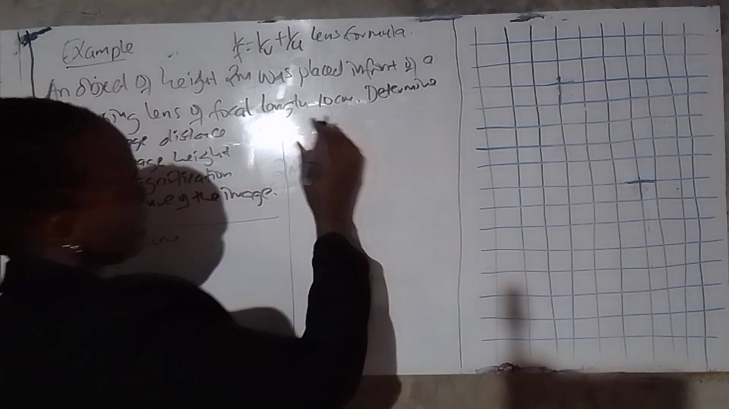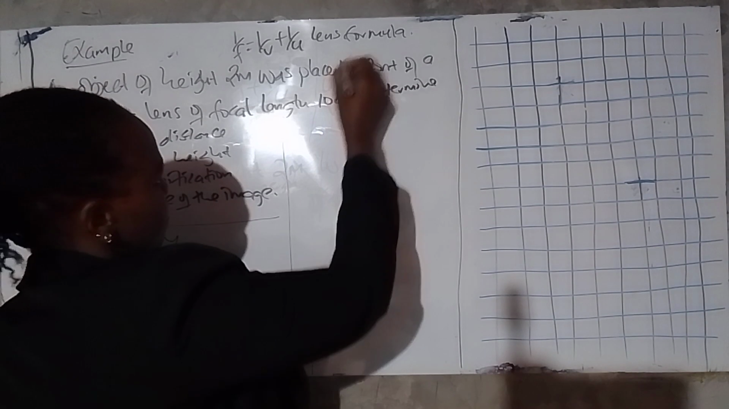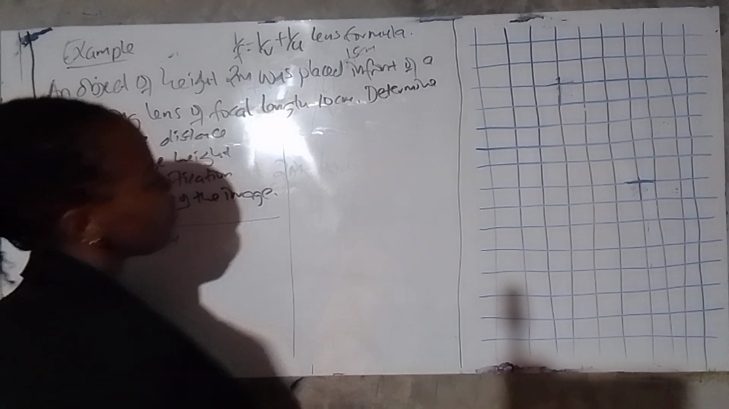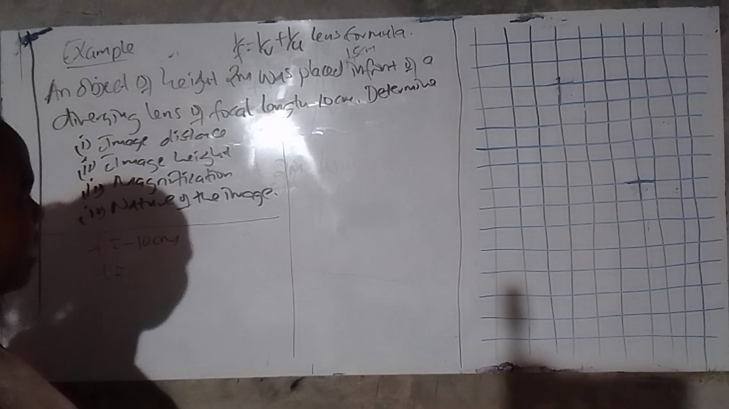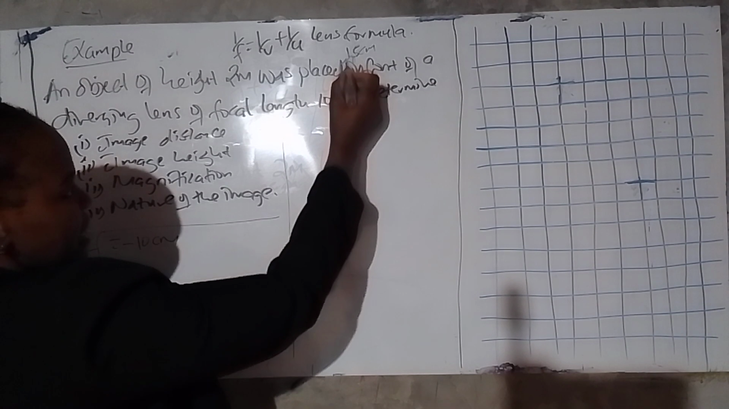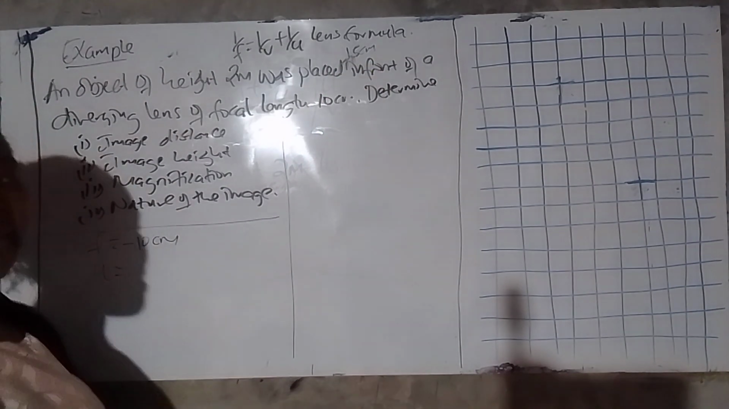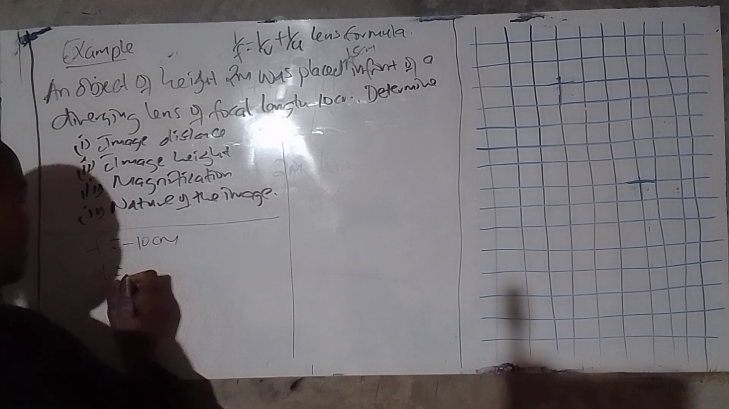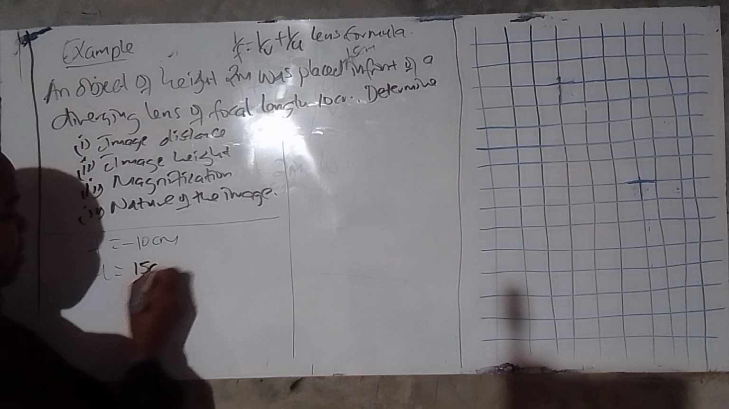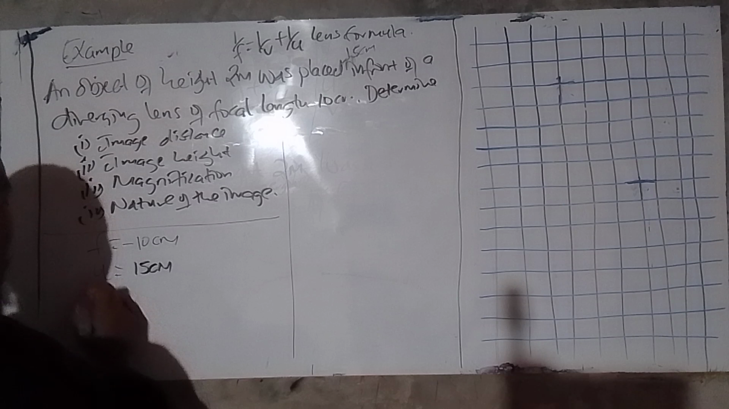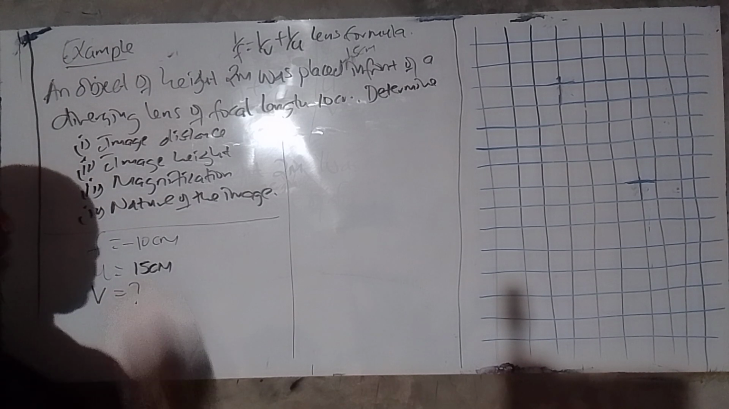So it was placed 15 centimeters in front of a diverging lens of focal length 10. So the object distance, we are still using the same example of yesterday. The only thing that has changed is the type of lens, okay? So the focal length is 10, and the object distance is 15 centimeters. So that is what we have. What we are calculating there is the image distance.